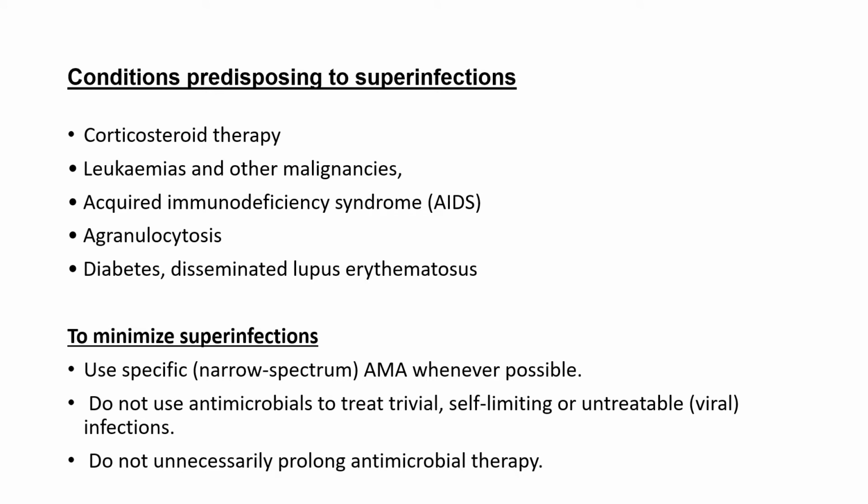The conditions predisposing to superinfections are when the host defense mechanism is already compromised, like when the patient is on corticosteroid therapy, or has leukemias and other malignancies, AIDS, agranulocytosis, diabetes, or disseminated lupus erythematosus. These are all the predisposing factors or conditions for superinfections. So how can we minimize superinfections? Use specific narrow spectrum antimicrobial agents whenever possible, do not use antimicrobials for very trivial self-limiting or viral infections, and do not unnecessarily prolong antimicrobial therapy.